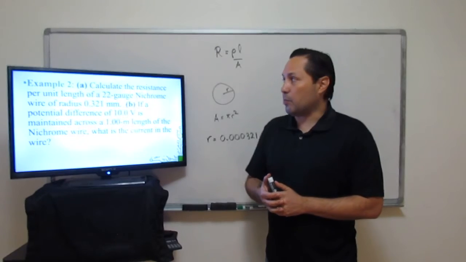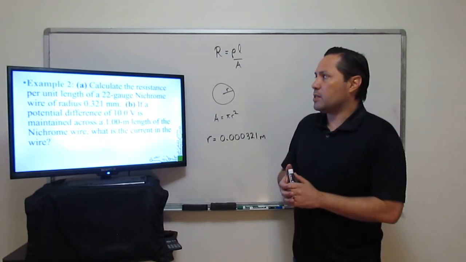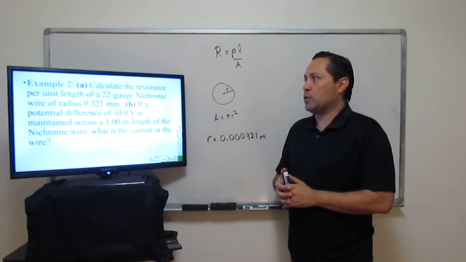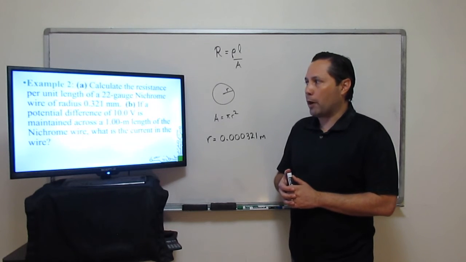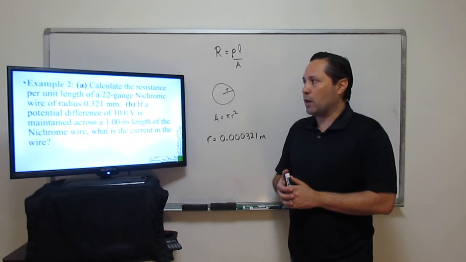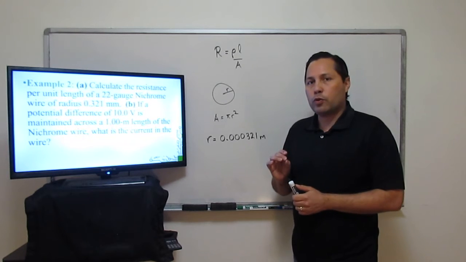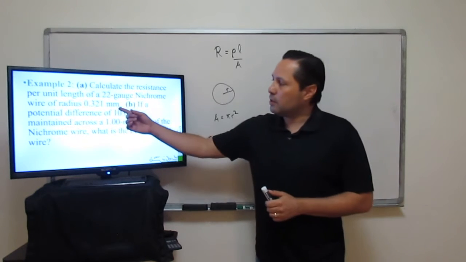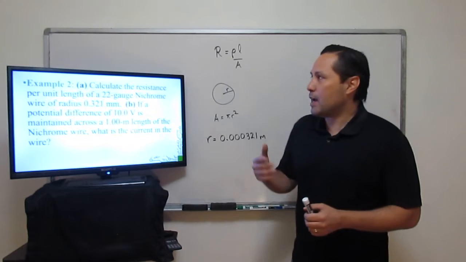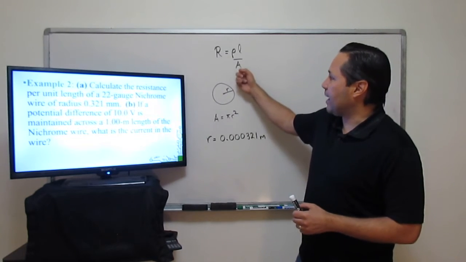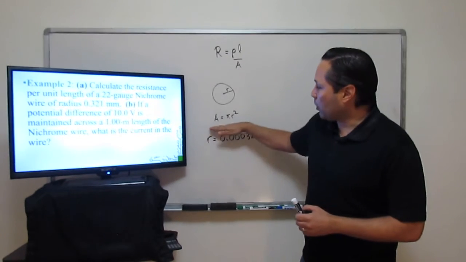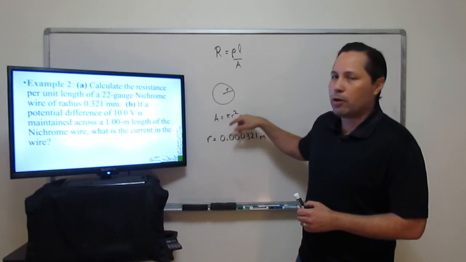Next, let's take a look at example 2. Here we ask the following. It says calculate the resistance per unit length of a 22 gauge nichrome wire of radius 0.321 millimeters. Alright, so first of all, wanted to point out that the radius is in millimeters. And for the formula, we're going to need the area. Alright, so formula for area is going to be pi r squared.